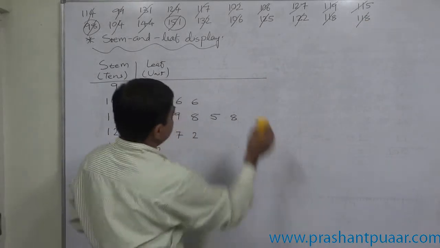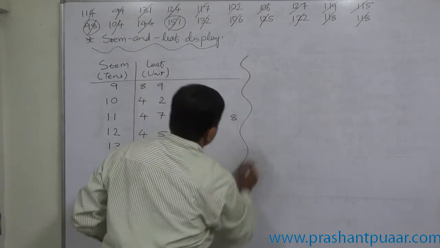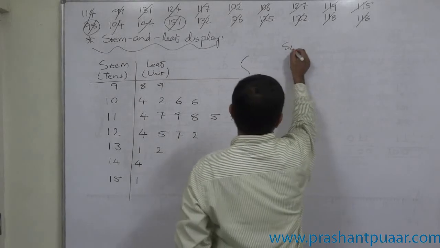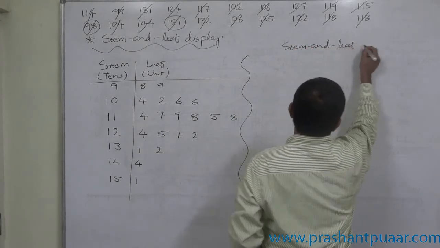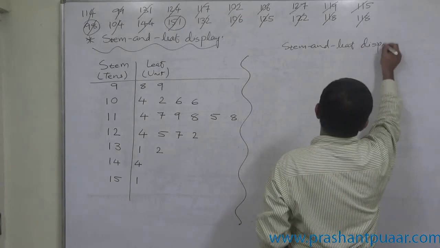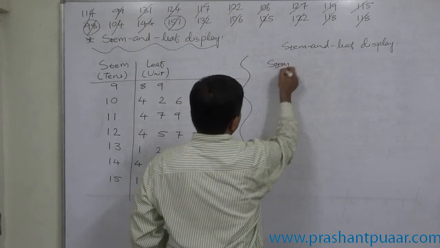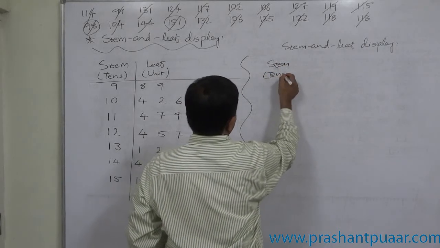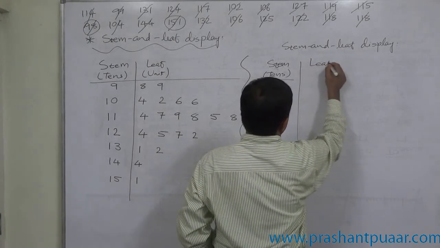This first stem and leaf chart is actually our working note. Now we are going to prepare the final stem and leaf chart, or stem and leaf display. Stem we have taken in tens and leaf are unit digits.